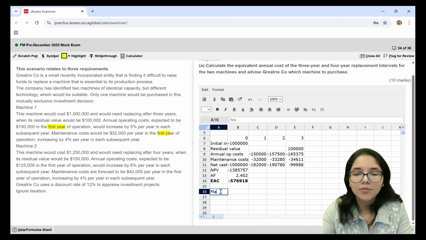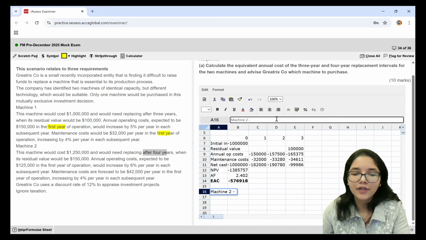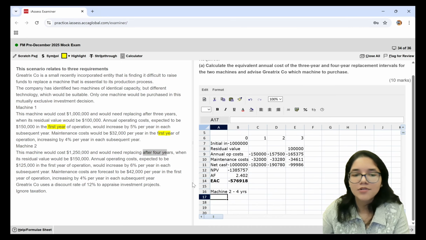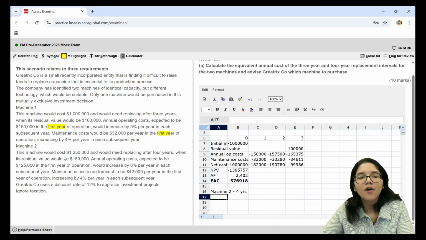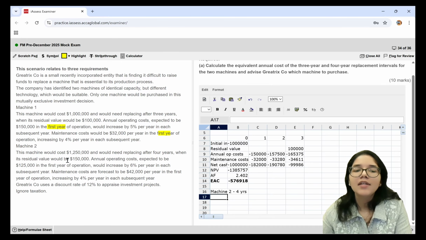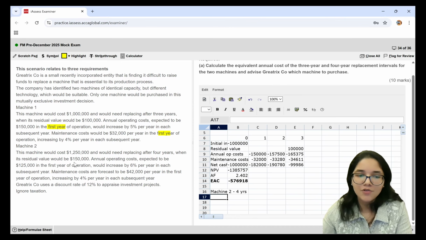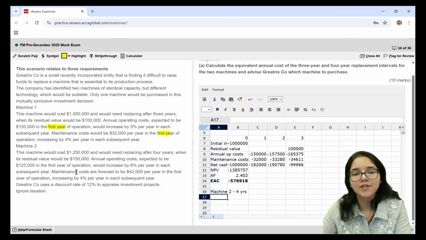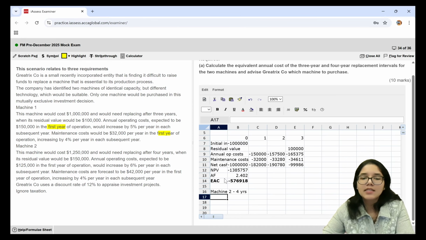So here talking about machine 2, I can see that there's a replacement cycle of 4 years. So I will write that this is a 4 years replacement cycle. Machine 2 is going to cost us $1.25 million and would need replacing after 4 years, when its residual value is going to be $150,000. Annual operating costs are expected to be $125,000 in the first year of operation. This will increase by 6% every year in the subsequent years. Maintenance costs are forecast to be $42,000 in the first year, increasing by 4% per year in each subsequent year.